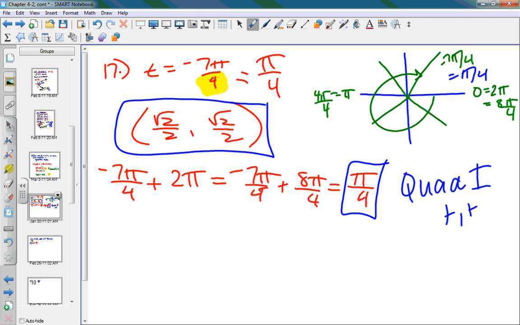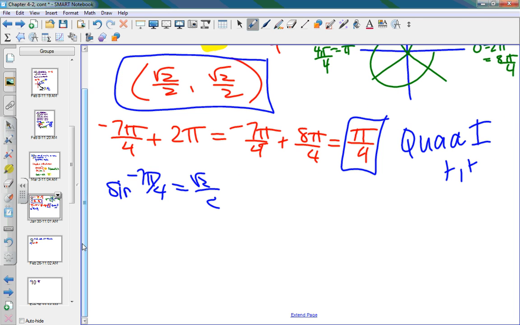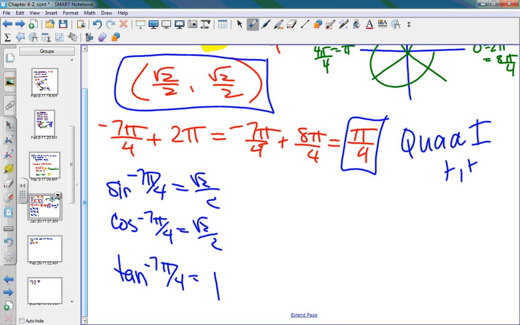Yes. What is my sine? Sine of negative 7 pi over 4 is going to be what? Square root of 2 over 2. The cosine is going to be what? Square root of 2 over 2. And the tangent is going to be what? Sine divided by cosine, which is going to be 1. There's your answer.